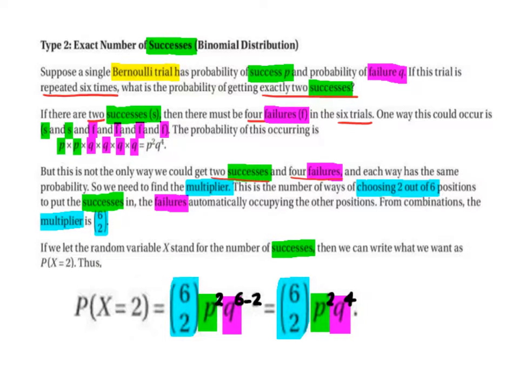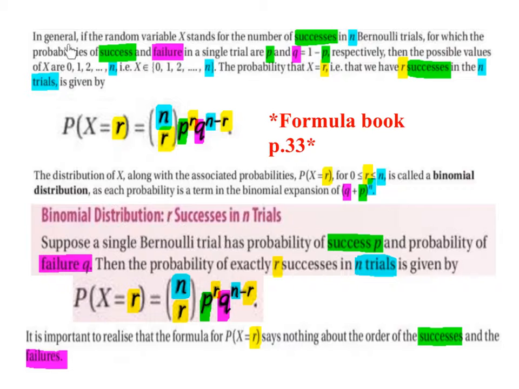This is the multiplier. In general, if the random variable X stands for the number of successes in n Bernoulli trials, for which the probabilities of success and failure in a single trial are P and Q equal to 1 minus P, respectively, so remember P is for success and Q is for failure, then the possible values of X are 0, 1, 2, up as far as n, i.e. X will be an element of 0, 1, 2, up as far as n.